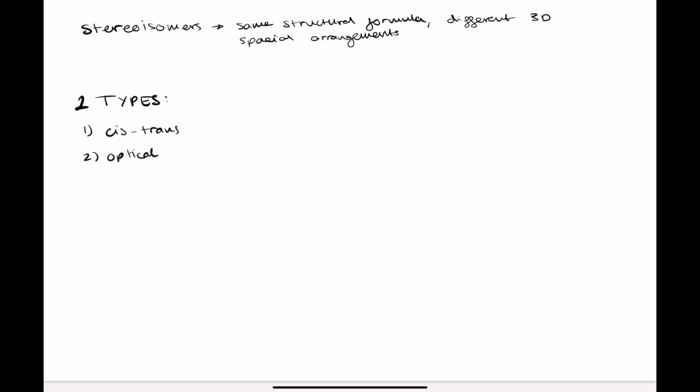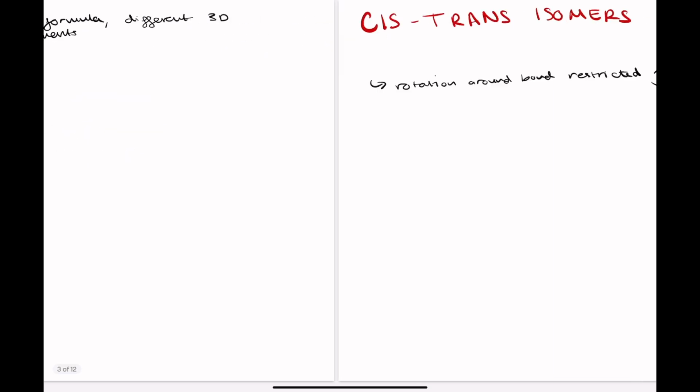So what are stereoisomers? In comparison to structural isomers that have different structural formulas, stereoisomers have the same structural formula but different 3D spatial arrangements. And we'll see what I mean by that in just a second with concrete examples too. There are two types of stereoisomers: cis-trans stereoisomers and optical isomers, or at least these are the two types that we study here. Let's take a look at each and every one of those.